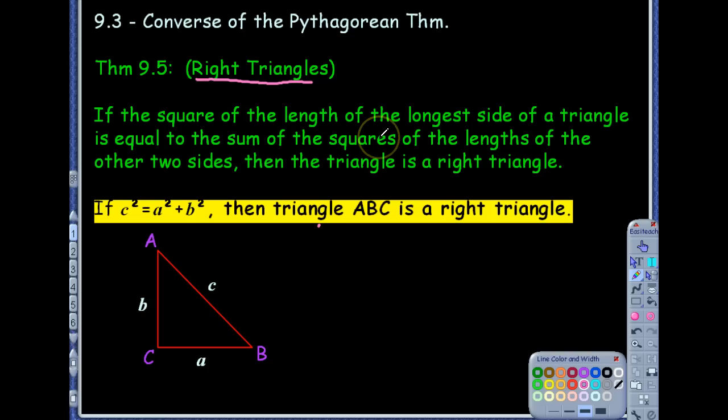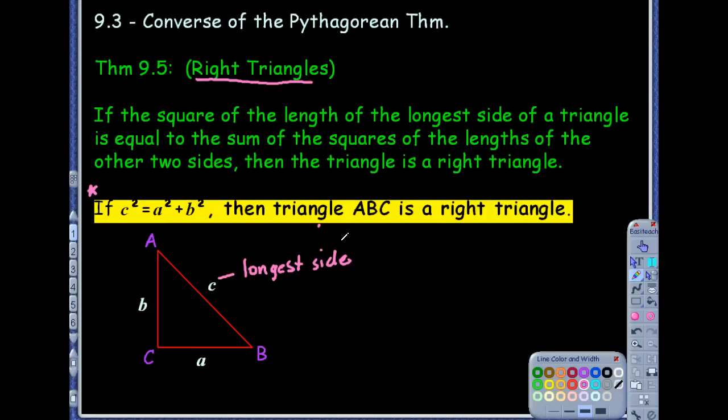It says if the square of the length of the longest side of a triangle is equal to the sum of the squares of the lengths of the other two sides, then the triangle is a right triangle. Now, notice the wording is a little different than what Ms. Hochgraby said, but we highlighted down here kind of what she said. If c squared, so in other words, c has to be the longest side. Now, we don't know if it's a hypotenuse. If it ends up being it, then this is a true statement: c squared is equal to a squared plus b squared. So if it's true, then that will be the hypotenuse.